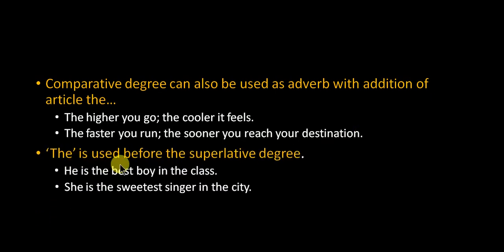The article "the" is also used before the superlative degree. When there is a superlative degree, it means you compare one thing with all the things in the same group, in the same class, then you use the word "the" with the superlative degree. For example, he is the best boy in the class. He is the best boy in the class.